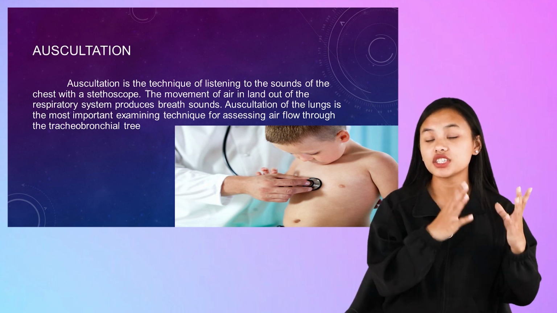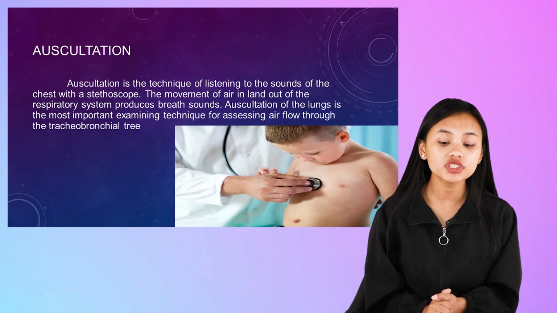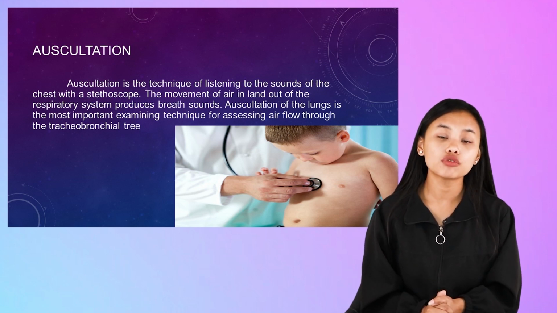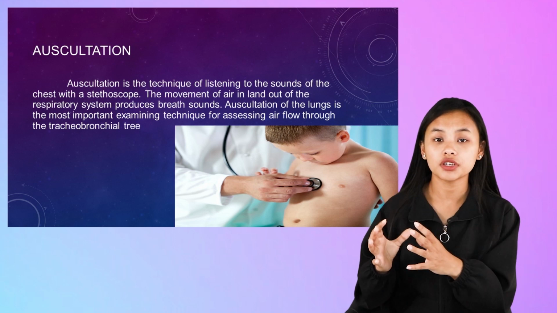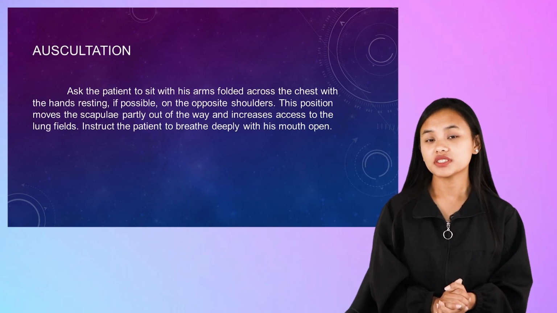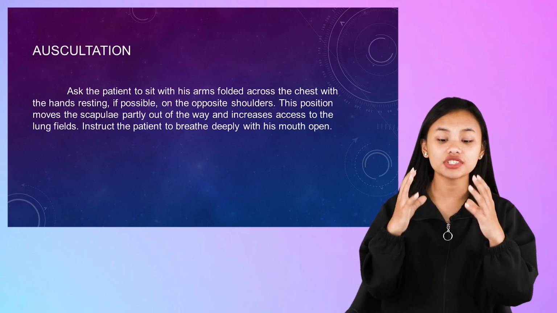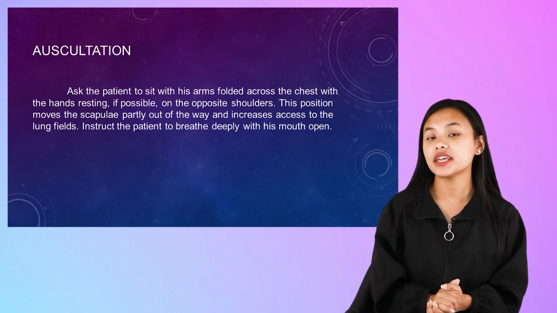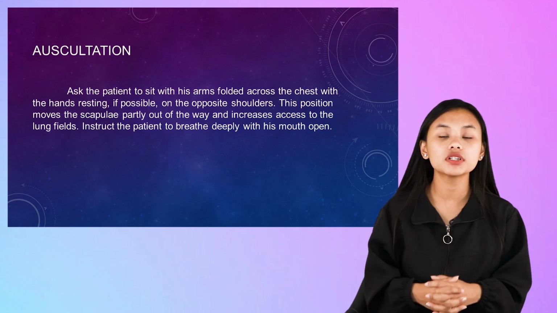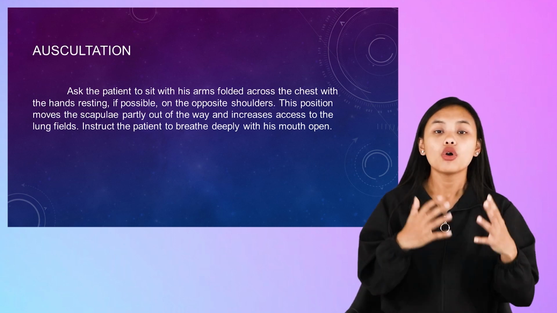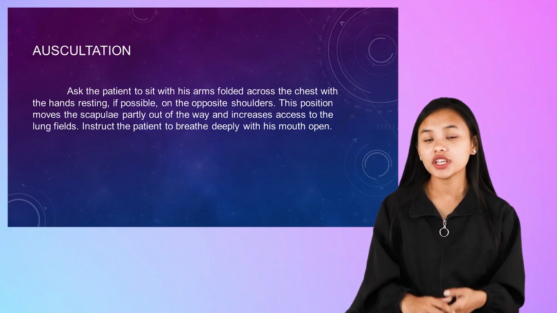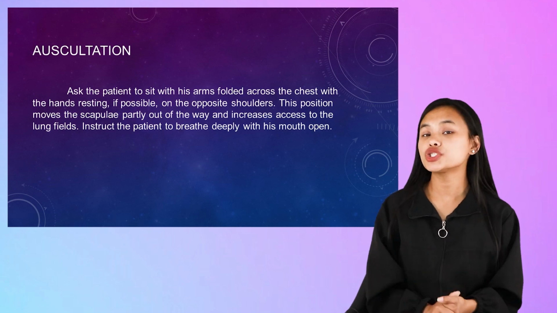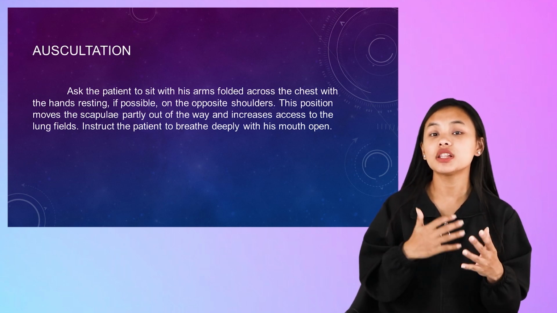So here the auscultation of the lung is one of the most important examining techniques for assessing the airflow through the tracheobronchial tree. So when you are performing this auscultation, you must ask the client to sit with his arms folded across the chest and the hands resting, if possible, on the opposite shoulder. Why? Because by being in this position, it helps to move the scapula out of the way, and it also increases access to the lung fields.